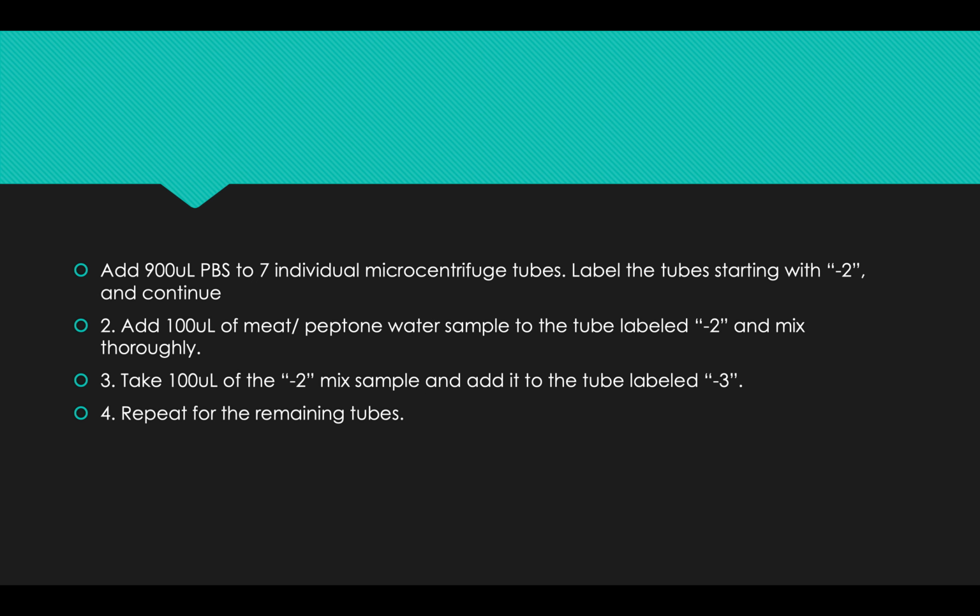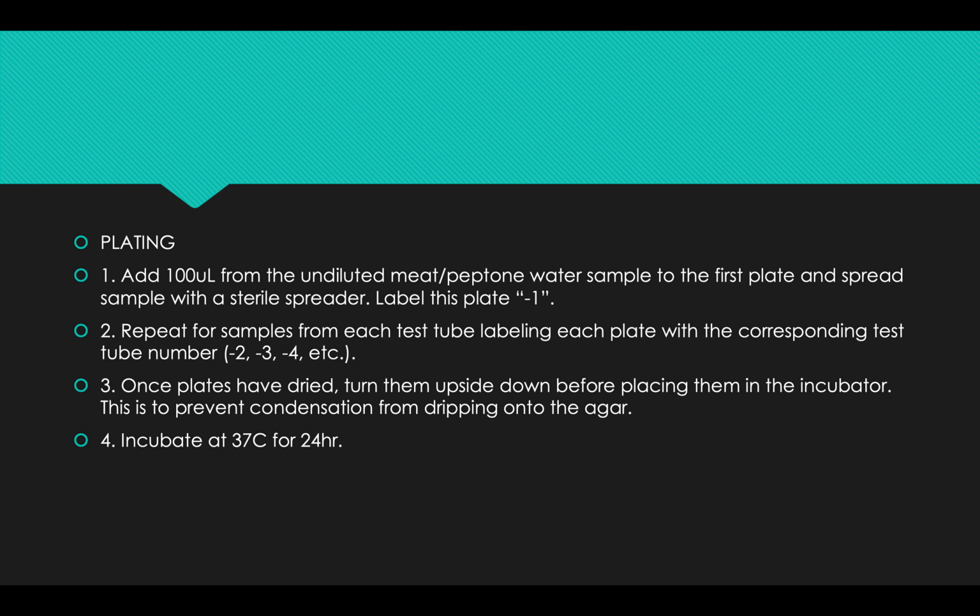Add 900 microliters of buffer peptone solution to 7 individual microcentrifuge tubes. Label the tubes starting from -2 onwards. Add 100 microliters of the meat and peptone water sample to the tube labeled -2 and mix thoroughly. Take 100 microliters from -2, mix the sample and add it to the next tube, -3. Repeat for the remaining tubes.